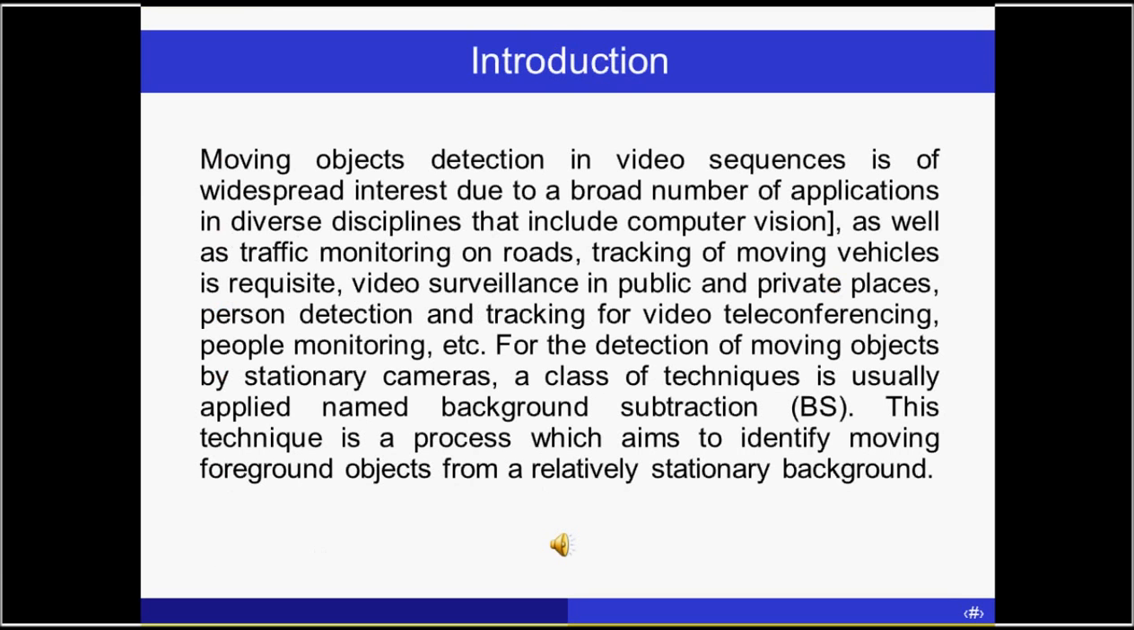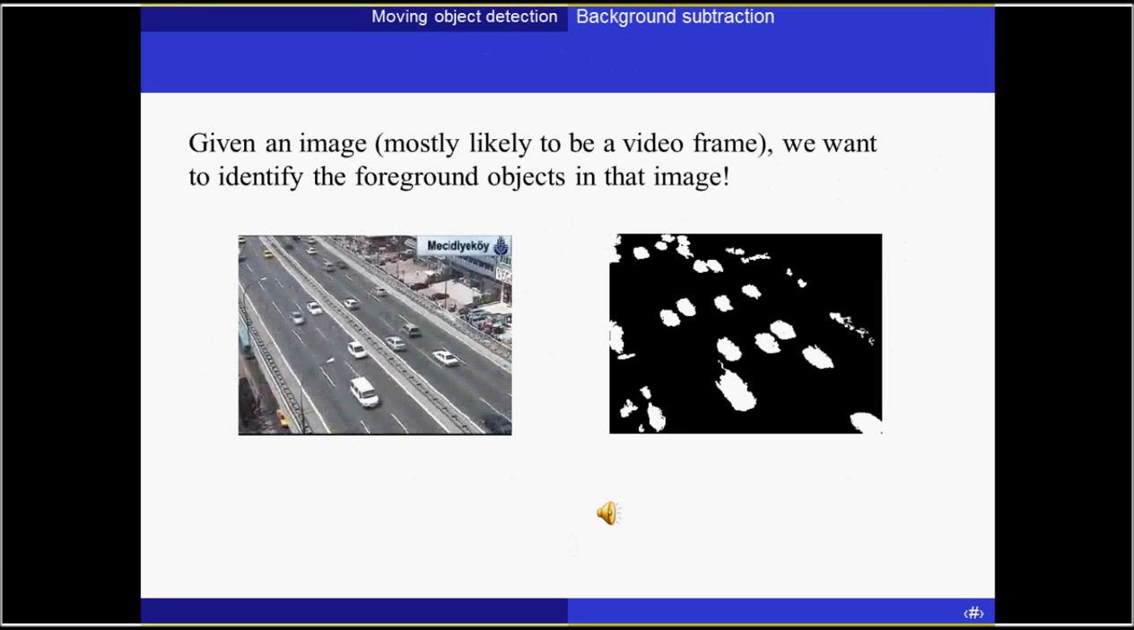Moving object detection is a fundamental technology for video applications, such as traffic monitoring, human motion capture, and video surveillance. A common approach is to perform background subtraction, which identifies moving objects from the portion of a video frame that differs significantly from a background model. For a given image, most likely a video frame, we want to identify the foreground objects in that image.